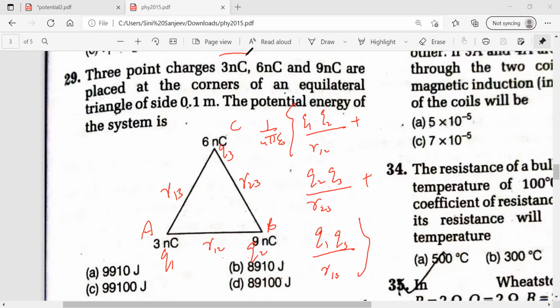What is the correct option? You should not take more than 1 minute. Nanocoulomb in the sense 3 into 10 power minus 9. Okay, meter. This is nano to meter, it is minus 9. 10 power minus 9 nanocoulomb. Clear? So I want you to try this thing and let me know the answer.